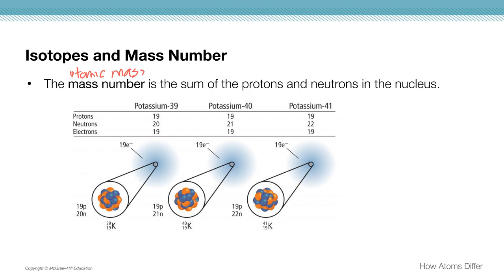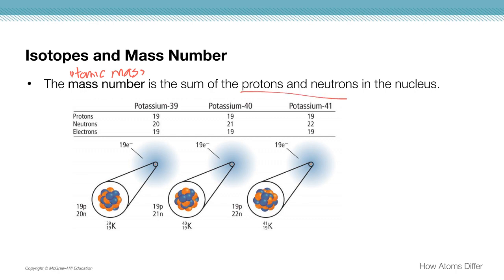It's the sum of your protons and neutrons because that is where all your mass is in the atom. The electrons are so small that it's negligible. So we just say it's relatively zero. So when we're talking about the mass, we just include the protons and the neutrons. Remember that.